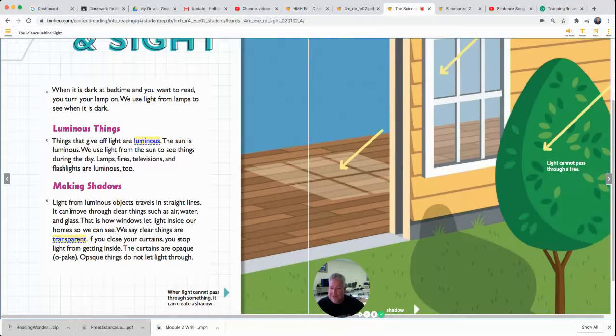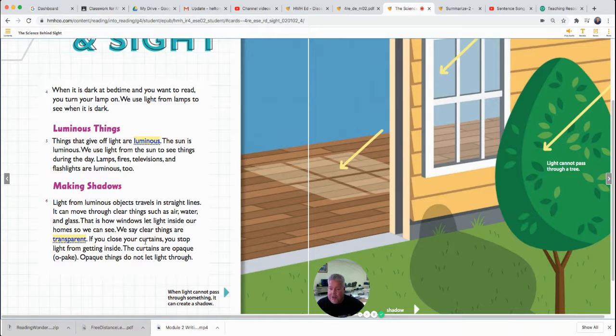Making shadows. Light from luminous objects travels in straight lines. It can move through clear things such as air, water, and glass. This is how windows let light inside our homes so we can see. We say clear things are transparent. So there's another context clue here, isn't it? If you don't know what transparent means, what are they? They're clear. Clear things are transparent.